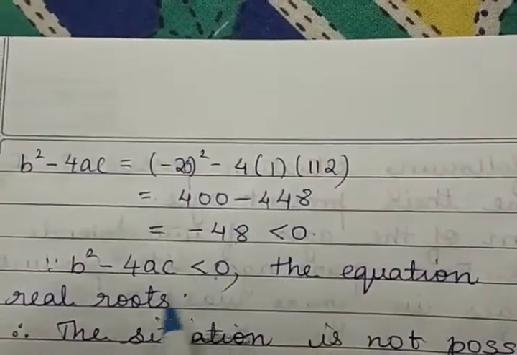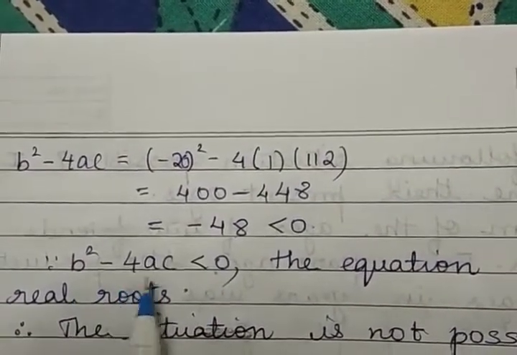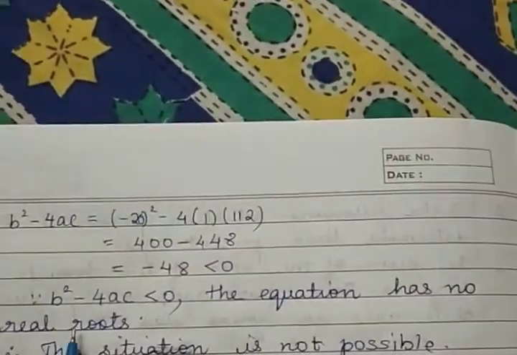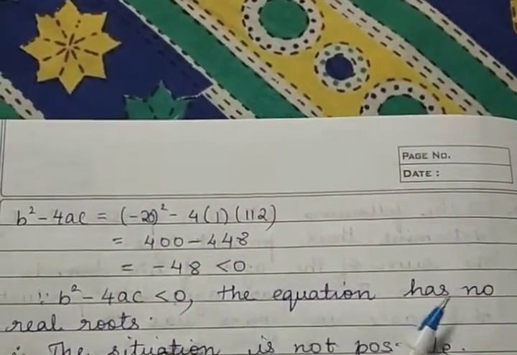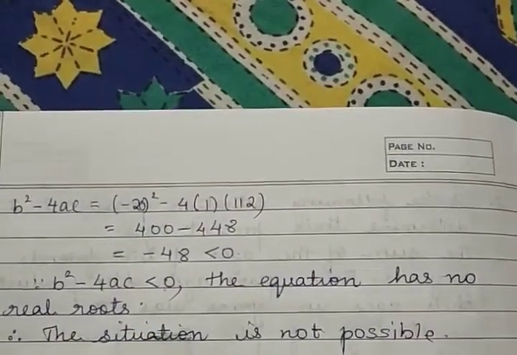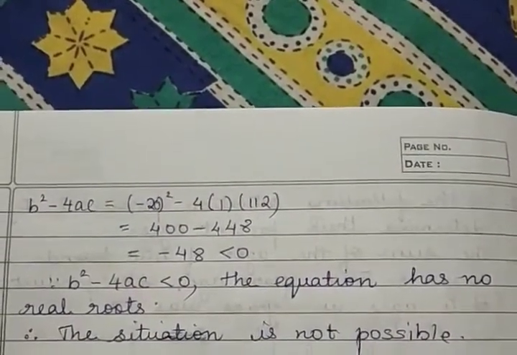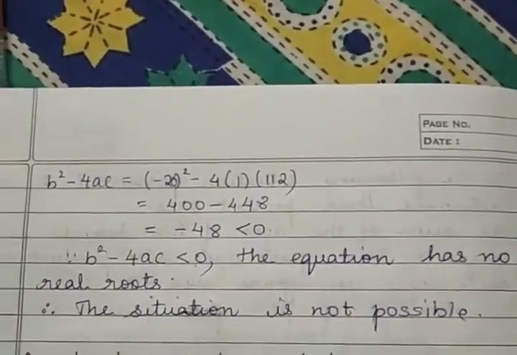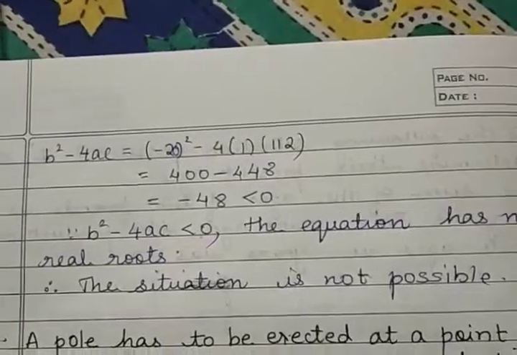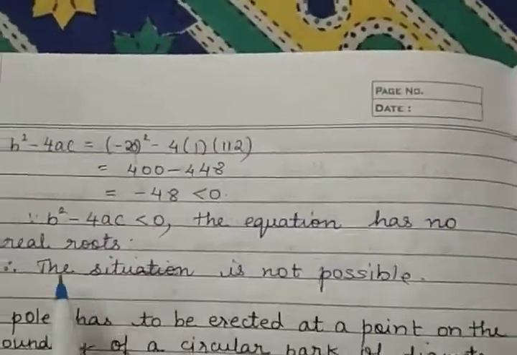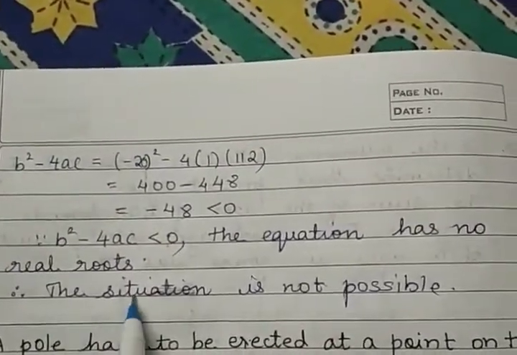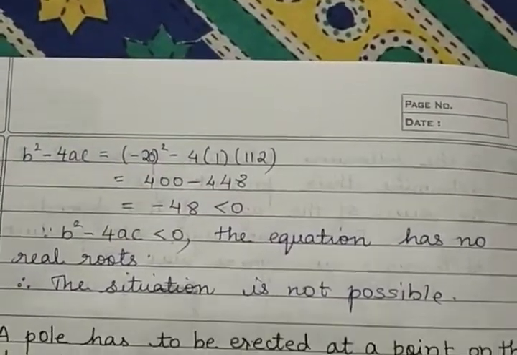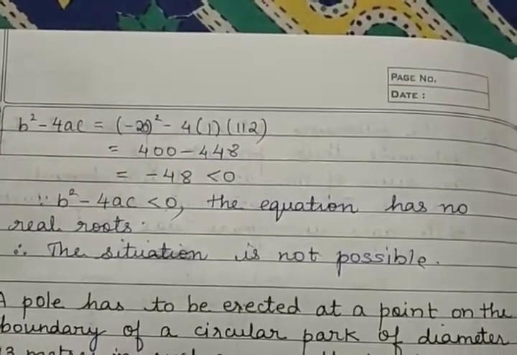So what can you conclude from this? Since b square minus 4ac is less than 0, the equation has no real roots. The equation will have no real roots. So if the equation cannot have real roots, means what? The given situation is not possible, because you can't find the solution of the given equation in the real number system. So what you have to conclude is, therefore the situation is not possible. So given a problem of this type, this is how you have to solve it.